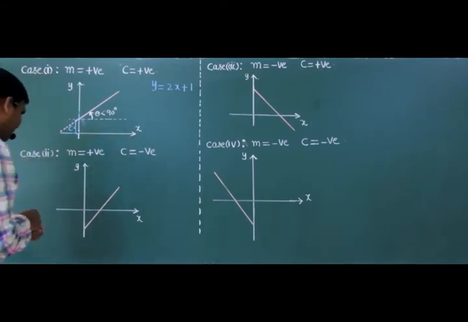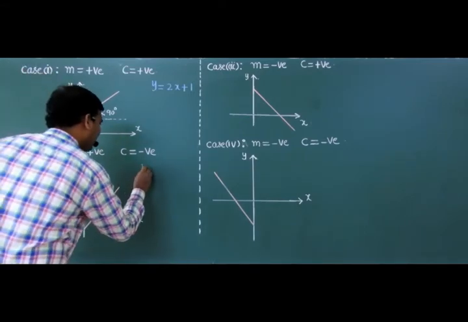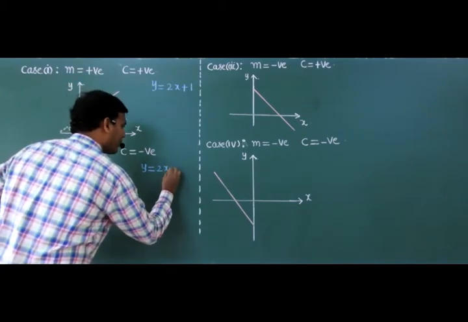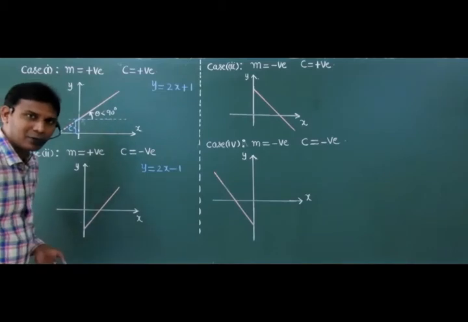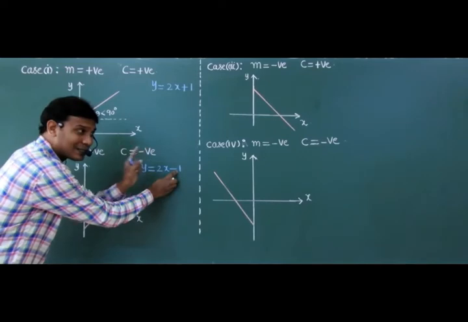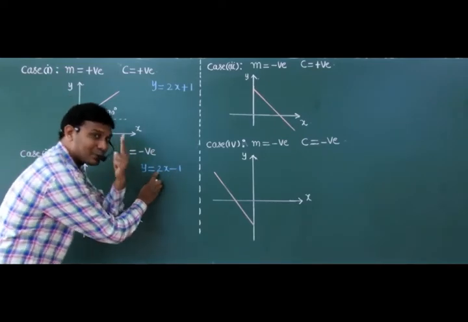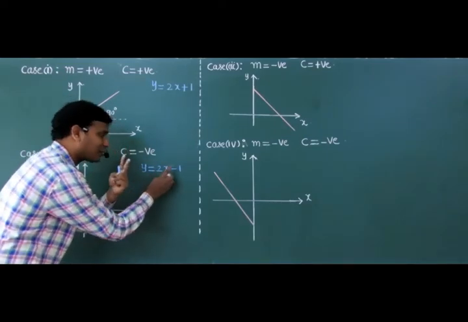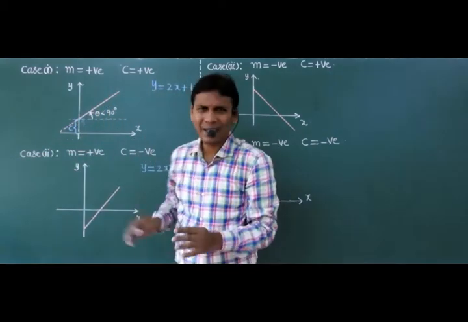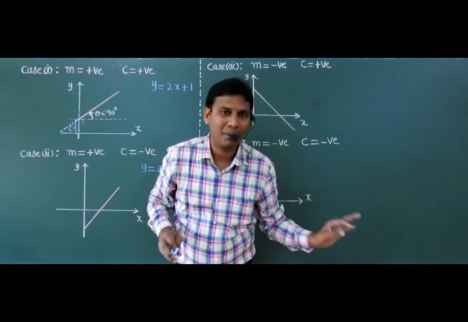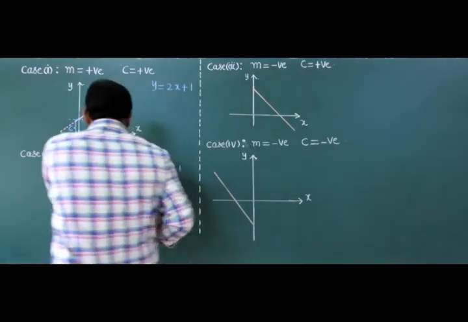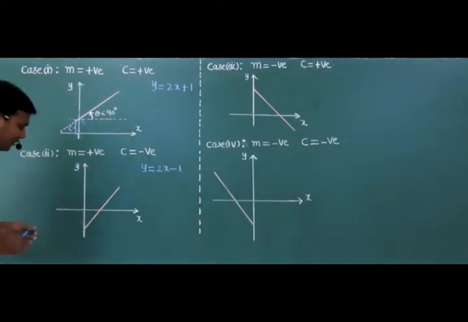The next one, I will write one more example. Y is equal to 2x minus 1. See here, intercept C is minus 1. M is 2. Slope is positive. Intercept is negative. Very simple. Whatever may be the case, the graph is a straight line, but not passing through origin. Just based on this idea, we will expect the nature of the graph is like this.